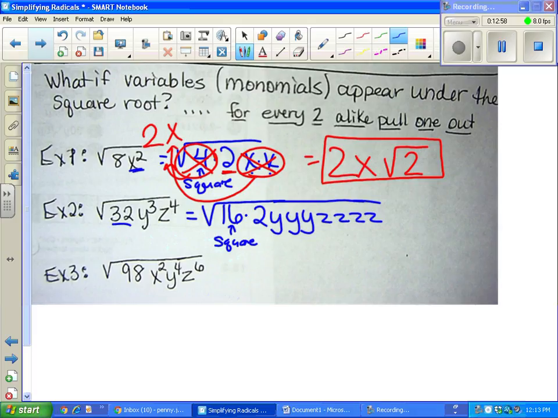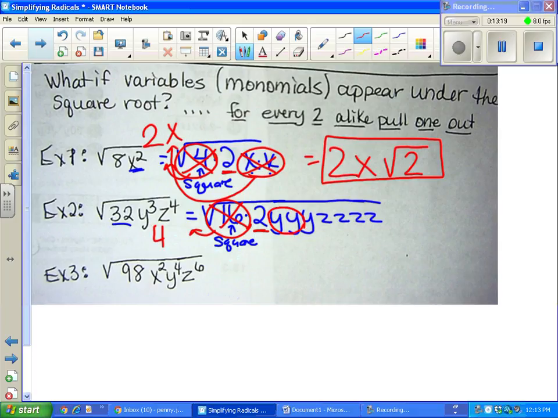And when we do the next example 3, we will not write them all out. Okay, so now I'm going to start thinking about what gets to come out. Well, square root of 16 I know comes out as a 4. 16's been done. 2 can't come out, so it has to stay. For every 2 factors alike, pull one out.